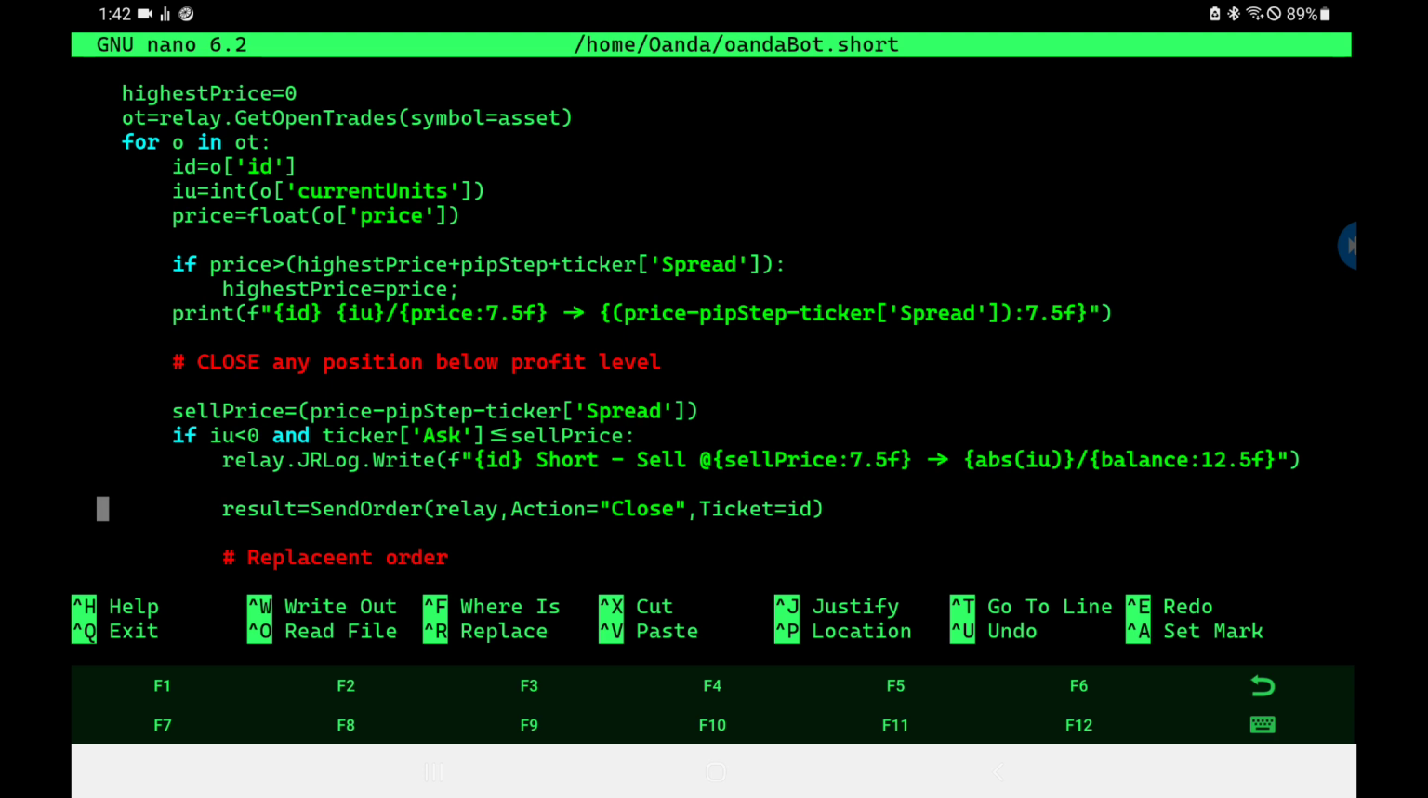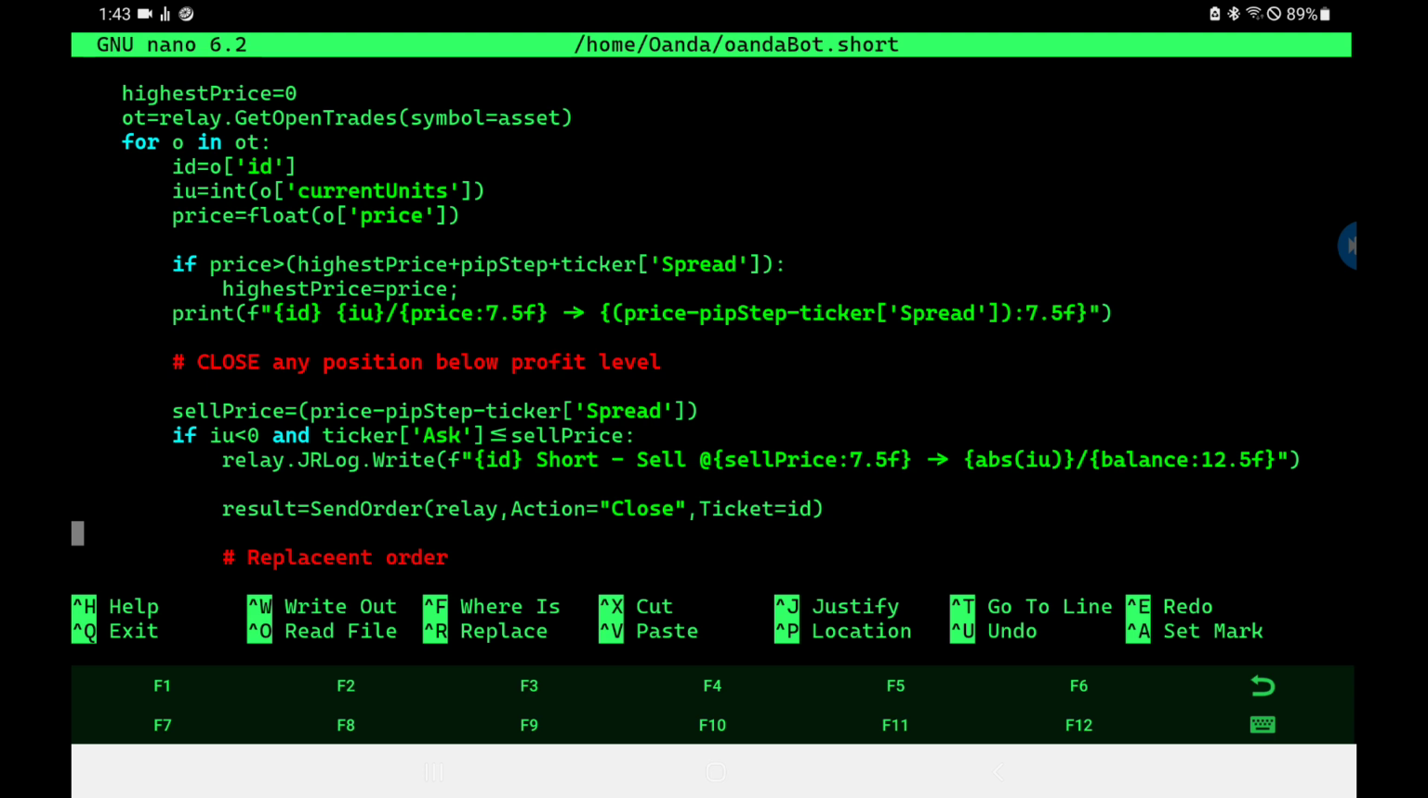And now we send the order. We're issuing a close action because we want to close out the whole ticket. And we're issuing the ticket itself. So now we see that because we're issuing a ticket, we're not issuing the number of units. Because whatever this ticket is holding, we simply want it to close out completely.